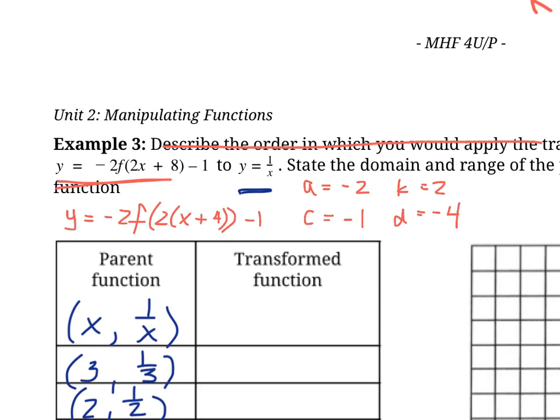So for our transformed function, we just have to remember that point mapping once again. And the point mapping for the x was x over k plus d, right? So it's just going to be x over k, which is 2, plus d, in this case minus 4. So that's our transformation for our x coordinate. And then the y is just a times y plus c, right? So a is negative 2 times y plus c. In this case, it's going to be minus 1.